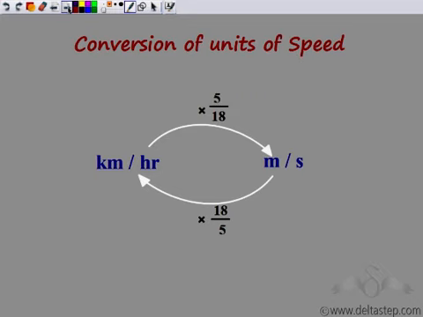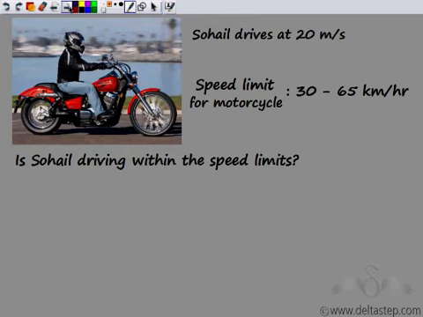Now can you answer this question? Sohail is driving his bike at 20 meters per second. The speed limit for motorcycles is 30 to 65 kilometers per hour. So do you think Sohail is driving within the speed limits? Well, if you want to find out, the speed limit is given in kilometers per hour and we know his speed in meters per second. So we need to convert his speed into kilometers per hour.